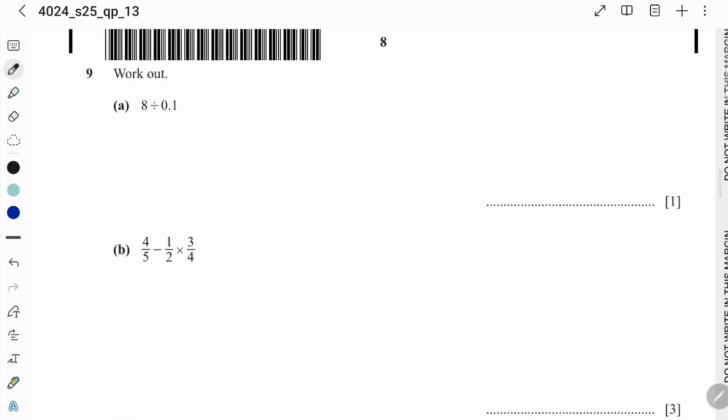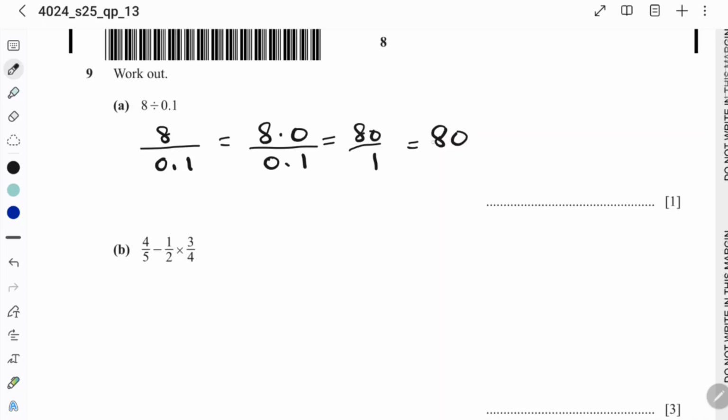In question number 9, you can see this is 8, work out part A, 8 divided by 0.1. Divide by 0.1. I can do the same thing, 8.0 divided by 0.1. That means the same thing, so 80 upon 1 is equal to 80. Maintain the number of decimal places also, so you can remove the decimals.